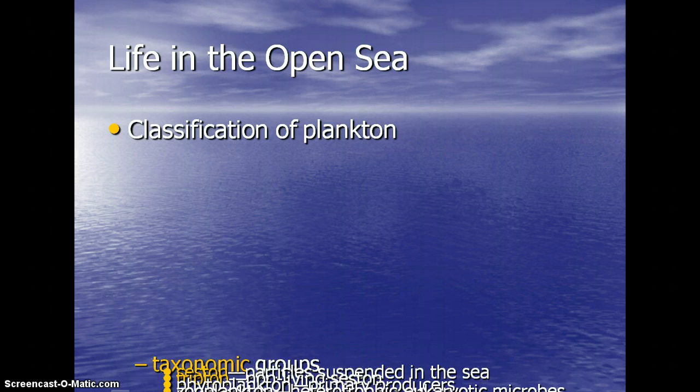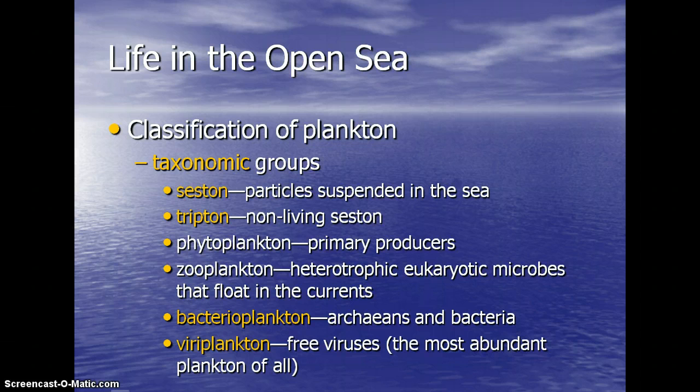So one of the ways that we will actually try and classify plankton is into its taxonomic group. So we have phytoplankton, which are the primary producers, zooplankton, which are eukaryotic microbes, like little tiny animals basically. And then terms you may have heard before, bacterioplankton, which are bacteria that live in the ocean, and then viroplankton, which are free viruses. And viroplankton are actually the most abundant plankton of all. Of all types of plankton, viruses are the most abundant in the ocean, more than anything else.